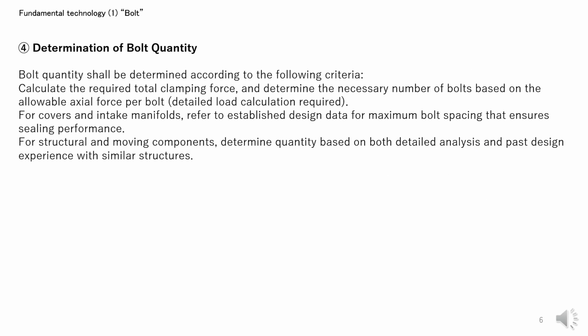Determination of bolt quantity. Bolt quantity shall be determined according to the following criteria. Calculate the required total clamping force, and determine the necessary number of bolts based on the allowable axial force per bolt; detailed load calculation is required. For covers and intake manifolds, refer to established design data for maximum bolt spacing that ensures sealing performance. For structural and moving components, determine quantity based on both detailed analysis and past design experience with similar structures.